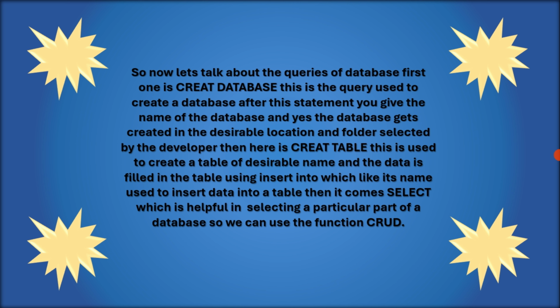So the database can be named, can be searched, can be selected in our queries. Let's go forward and see the create table query, which creates a table in the database, and a table is made up of columns and rows. The next command is the select command, which is one of the most powerful commands of SQL, helpful in selecting a particular part of a database. So we can use the functions of CRUD, meaning creating data, reading data, updating data, and deleting data.